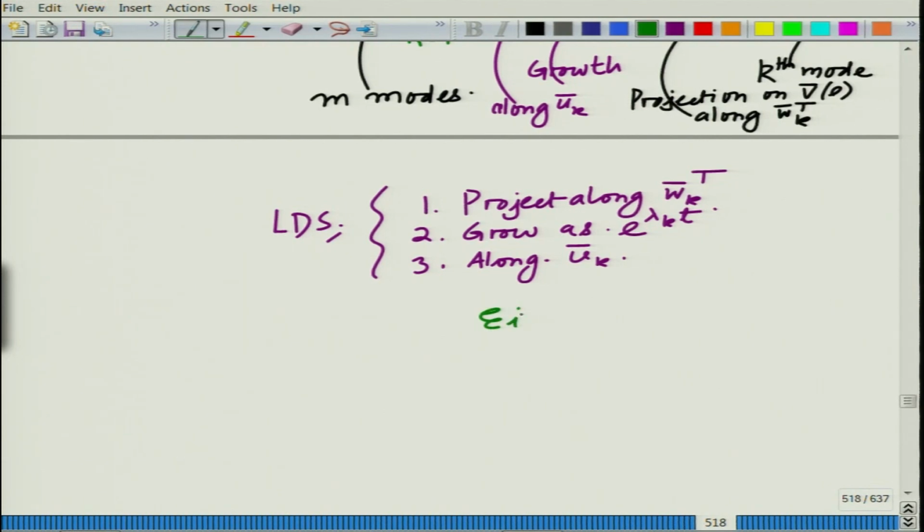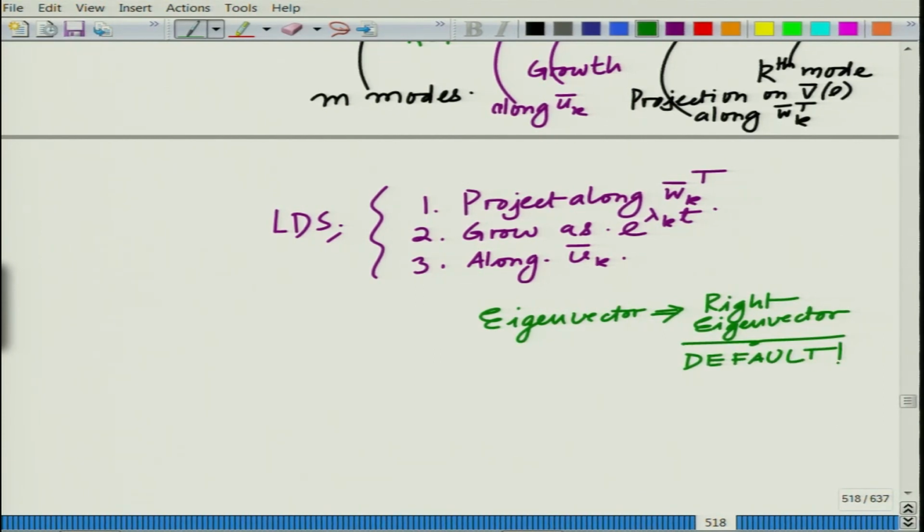and points along u bar k, which is the kth right eigenvector, which we will also call simply the eigenvector to avoid any confusion. Eigenvector always implies by default right eigenvector. If it is a left eigenvector, we will specifically mention it. So, let me also write that down: eigenvector implies right eigenvector by default. So, do not get confused.